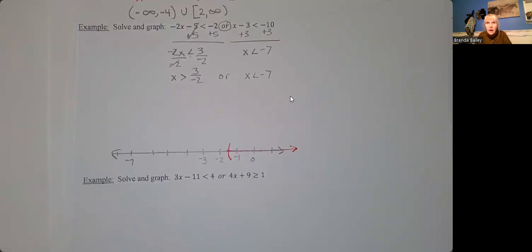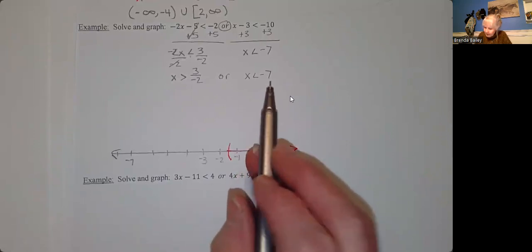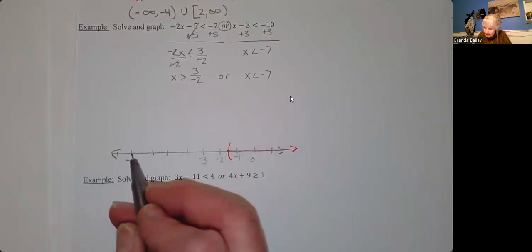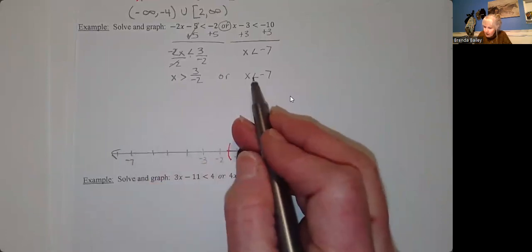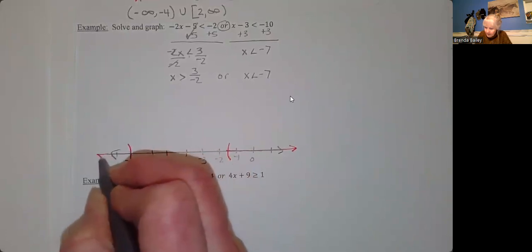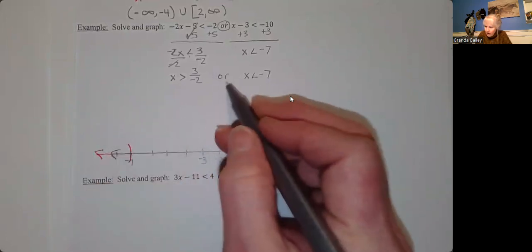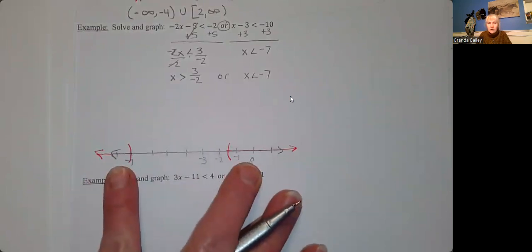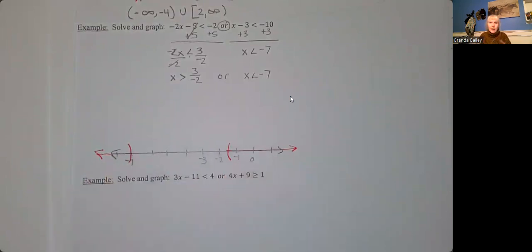Or this one, we go to a -7. It's a parentheses. We want x is smaller than a -7. So we're going to go to the left. Since it's an or, there's your graphical solution. You just combine them and that's what you get, is a combination of the 2.